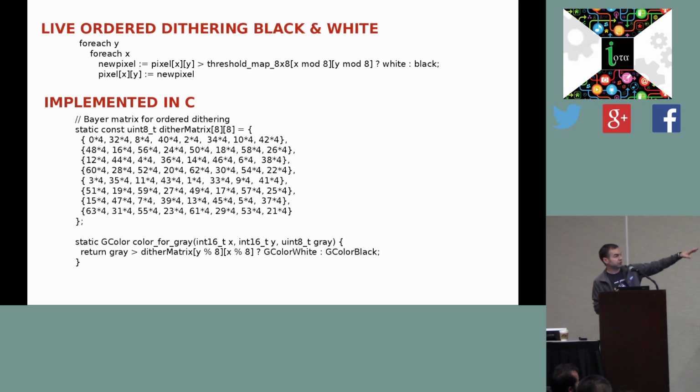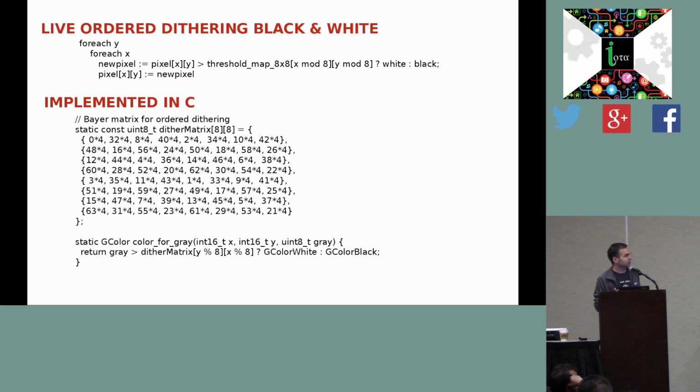This is really great in that it's extremely compact. We just have to store the matrix in code, and then we just have this color for gray. And that little dither, that little line there, basically does all the drawing for us. So it's a very small code add to have your application have built-in dithering support.